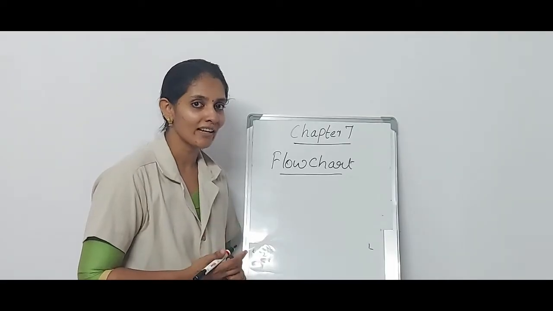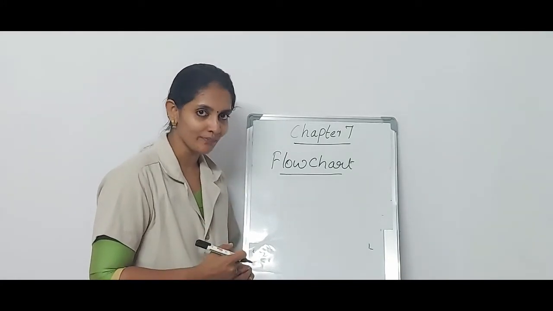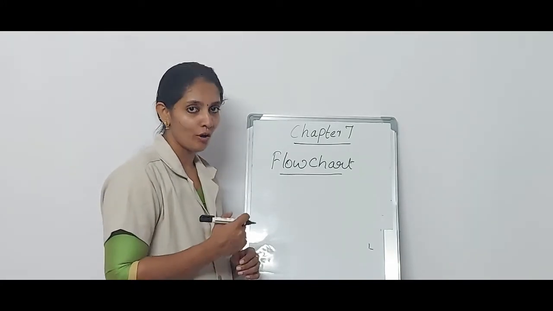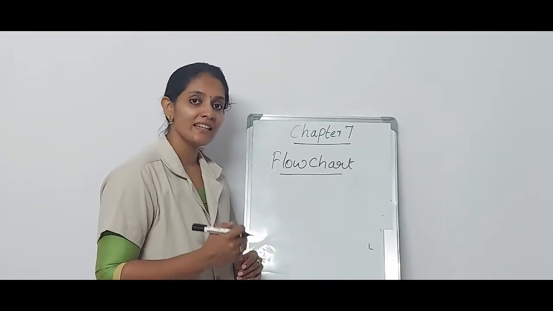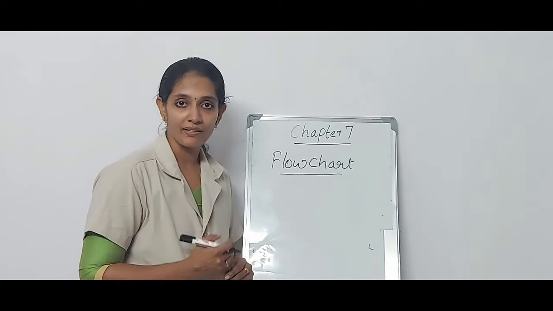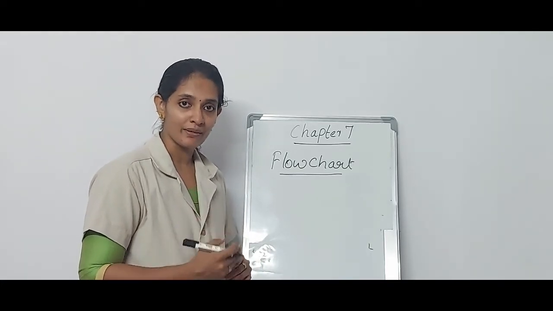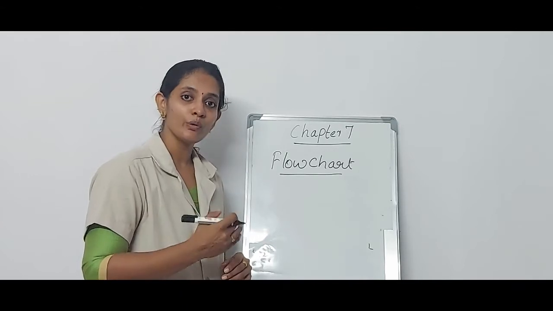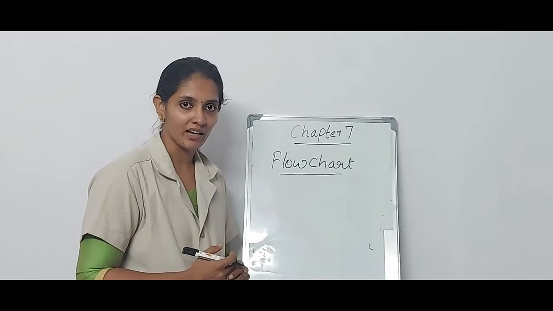We already know that there are two problem solving techniques. First one is algorithm. Second one is flowchart. Flowchart means it is a graphical representation of algorithm. That is, we can represent an algorithm using pictures. That is known as flowchart.